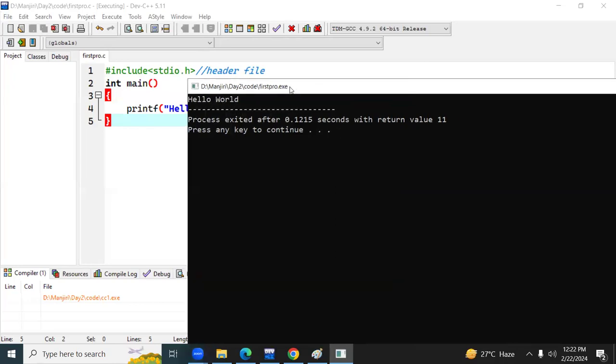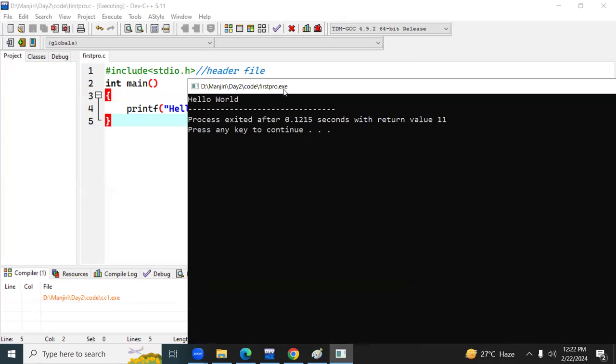Hello world has come. If you focus over here, what is the extension of this file? exe. Are you able to understand how the conversion takes place?